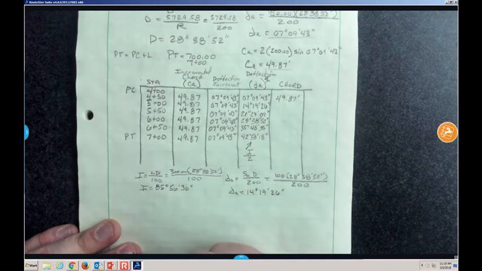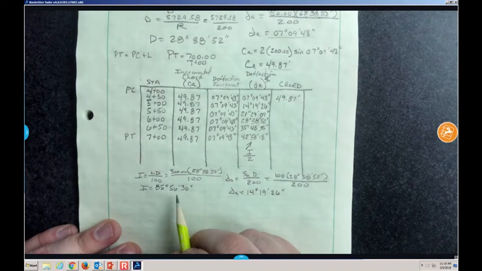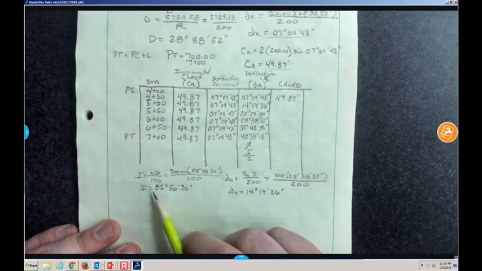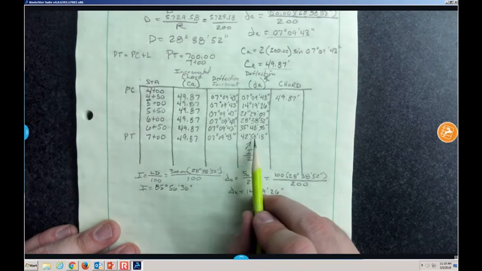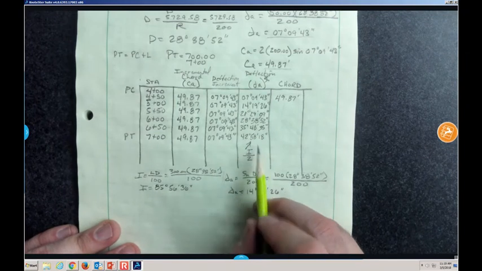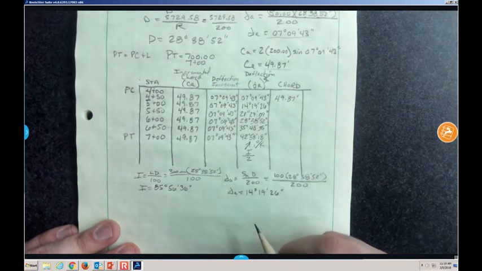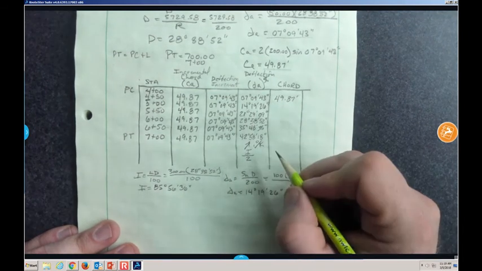Okay? And divided by 2 is 42 degrees, 58 minutes, 18 seconds. So if we divide I by 2, it's 42 degrees, 58, 18. So we have our check there. This check's okay. So we're good.